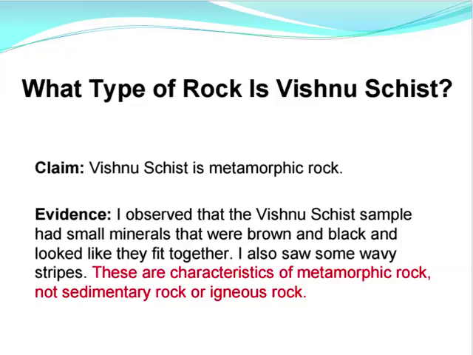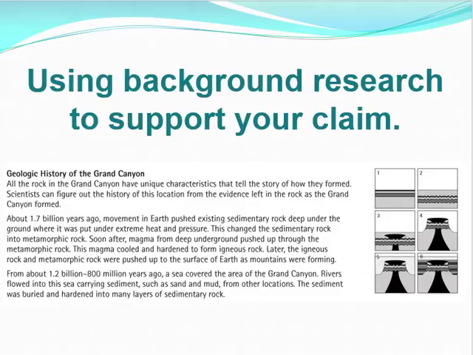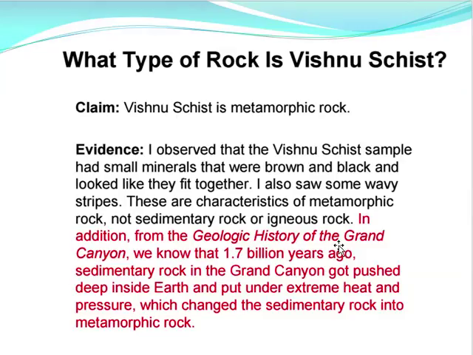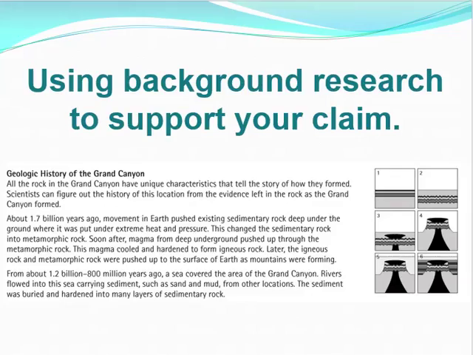And what I'm going to do to add more to this argument is an explanation of how metamorphic rock could have formed in the Grand Canyon. So to help me with that, I'm going to be using this background information that we taped onto our evidence organizer yesterday. If you take a look in the second paragraph, it talks a little bit about how the area of the Grand Canyon was put under extreme heat and pressure about 1.7 million years ago. So I'm going to add to my scientific argument, in addition, and then here I have the title of this article, which is Geologic History of the Grand Canyon.